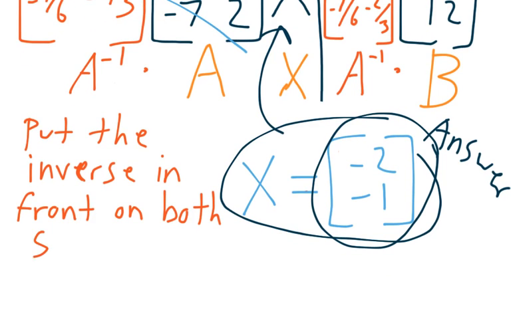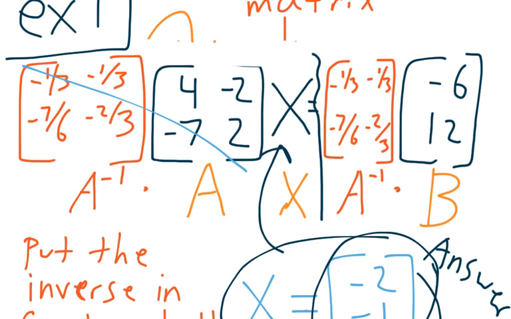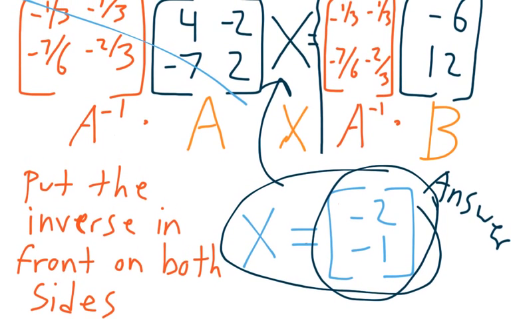Put the inverse in front on both sides. With multiplication, don't forget order matters. So I have to do it this way. Put the inverse in front. Because A inverse times B is different than B times the inverse of A. So there we go. There's one example.